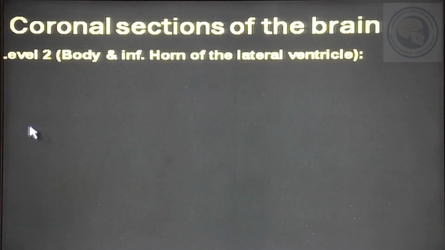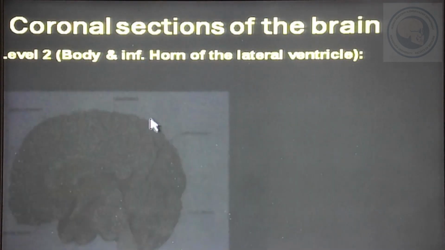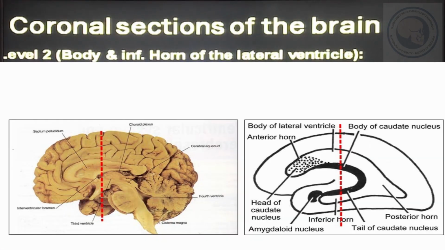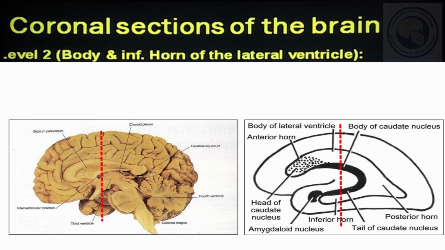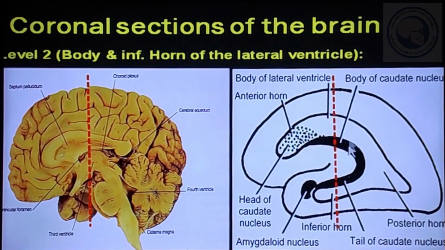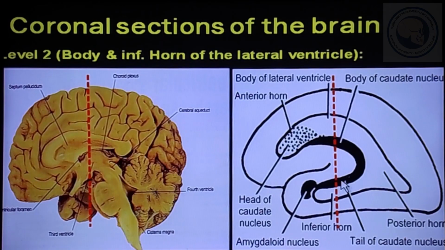What about taking a coronal section at another level? Level 2 will be at the level of body and the inferior horns of the lateral ventricle. Here we will cut at this level, and this level also passes by the mammillary bodies in the interpeduncular fossa. When you cut this level, you will see the body and also the inferior horn of the lateral ventricle. But we will separate both parts to know the relation of each part alone.